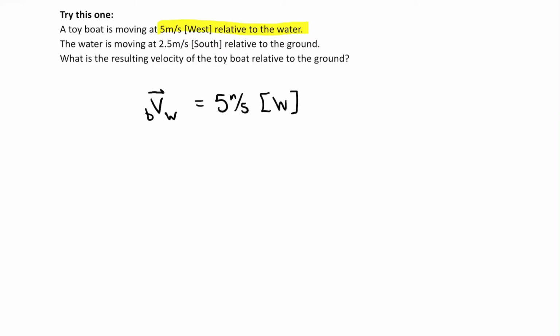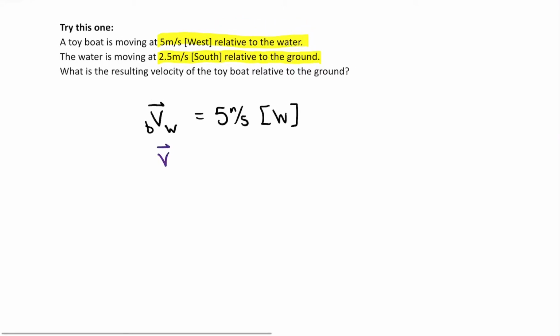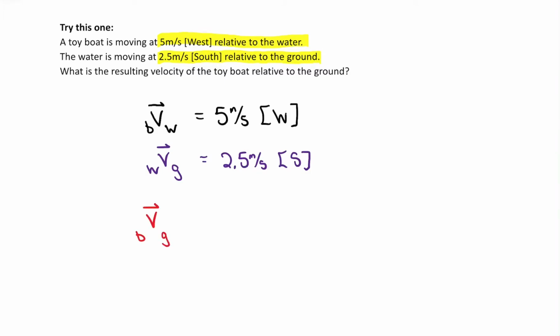It says the water's moving at 2.5 meters per second south relative to the ground. So notation-wise, maybe think about it before I write it. V for velocity, and it's the water, so a W to the ground with a G, and that's 2.5 meters per second, happens to be pointing south. The question wants to know the resulting velocity of the boat relative to the ground.